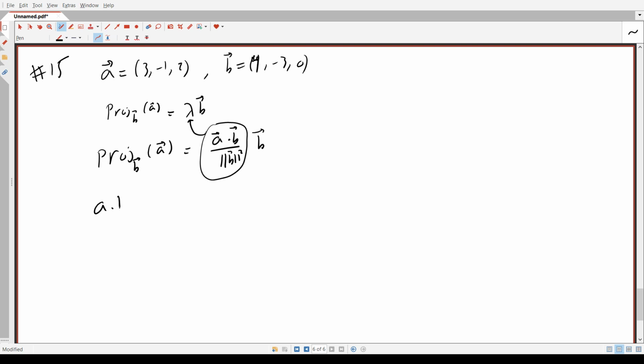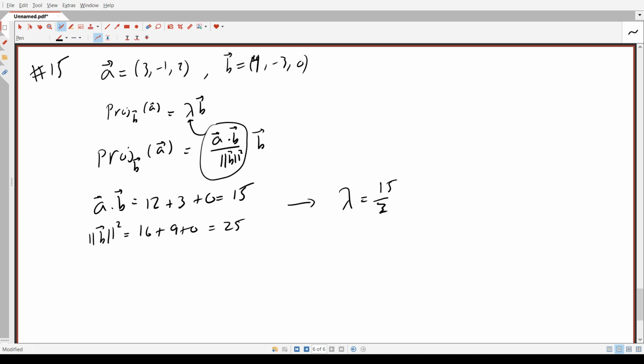So A dot B is equal to, that's going to be 12 plus 3 plus 0, that's 15. And then norm of B squared, that's just going to be 16 plus 9 plus 0, which is 25. So lambda is going to be 15 over 25, which is 3 over 5.